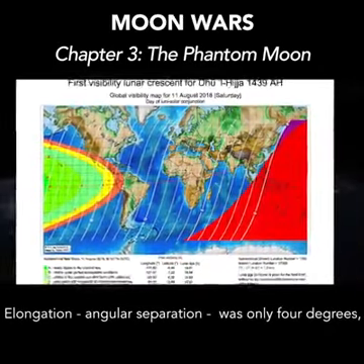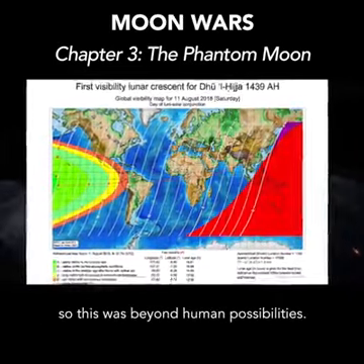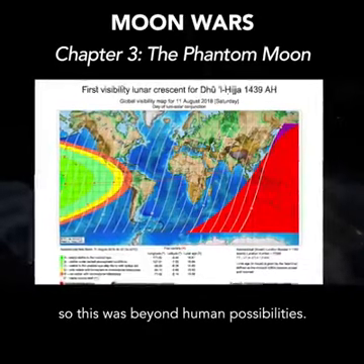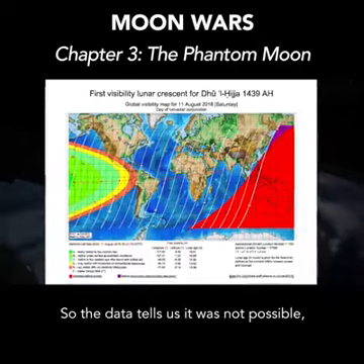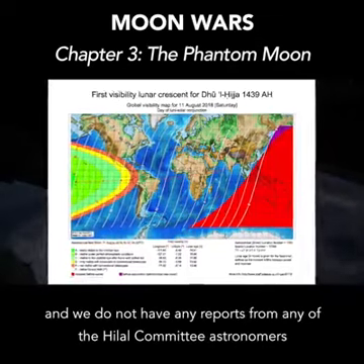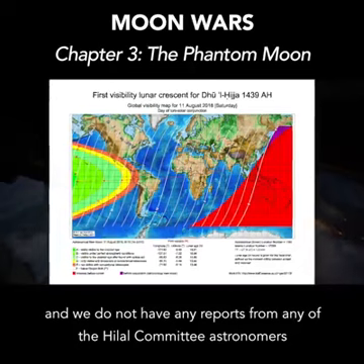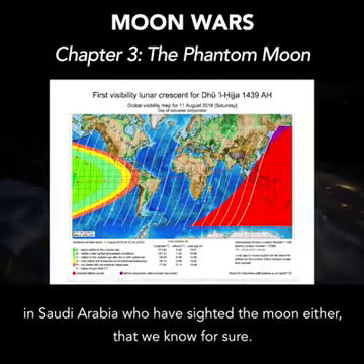Elongation, angular separation was only 4 degrees. So this was beyond human possibilities. So the data tells us it was not possible, and we do not have any reports from any of the Hilal Committee astronomers in Saudi Arabia to have sighted the moon either. That we know for sure.